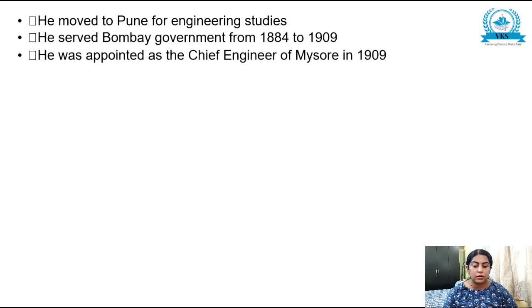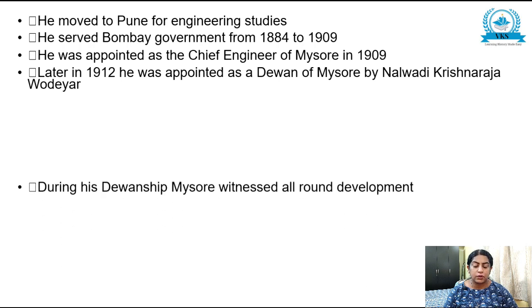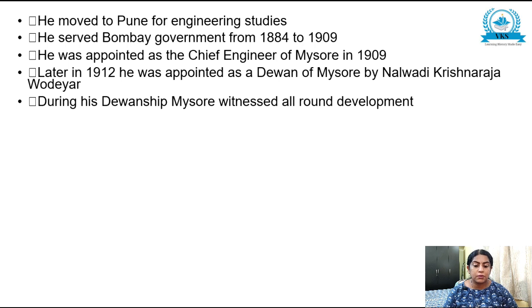1884 to 1909. He was appointed as the chief engineer of Mysore in 1909 and later in 1912 he was appointed as Diwan of Mysore by Nalwadi Krishnaraja Wadeyar. During his diwanship, Mysore witnessed all-round development. So that much you can write as an introduction. Now going to his reforms, why is he called the architect of Mysore or maker of modern Mysore? Because of his reforms. So each reform we will have to explain.